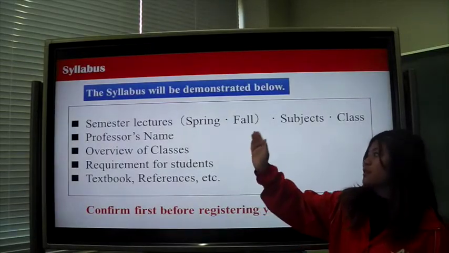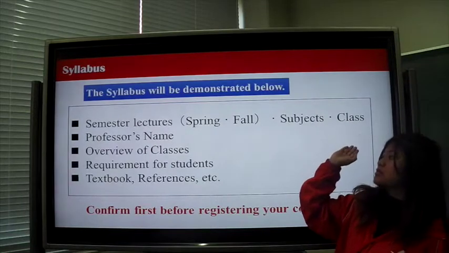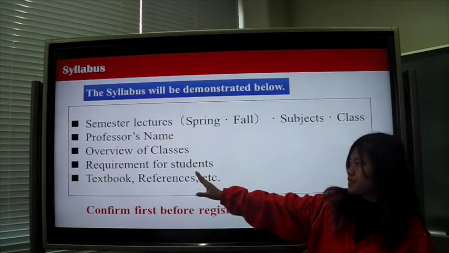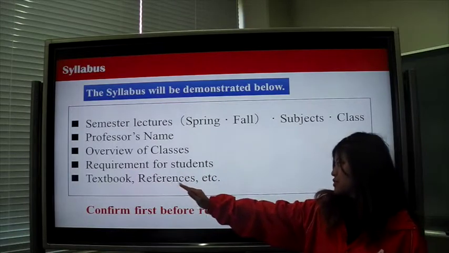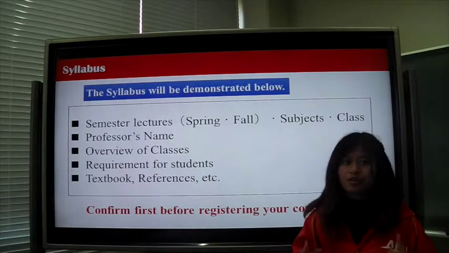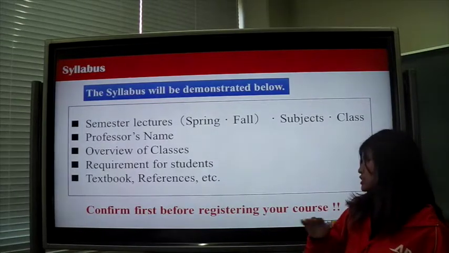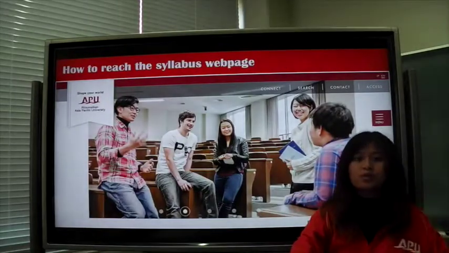The syllabus consists of your semester lectures, spring or fall, your subject's name and your class professor's name, a review of classes, and requirements such as textbook references. Please do confirm your wanted subjects first before registering your course. Now we will teach you how to go there.